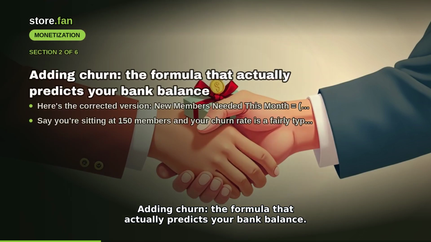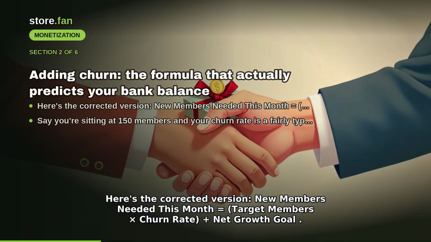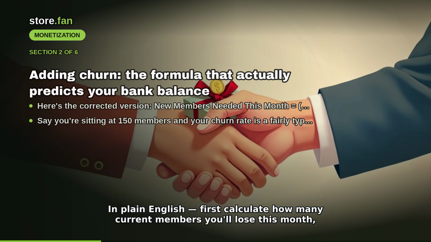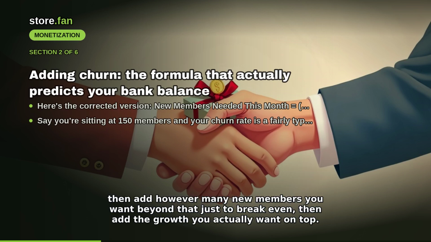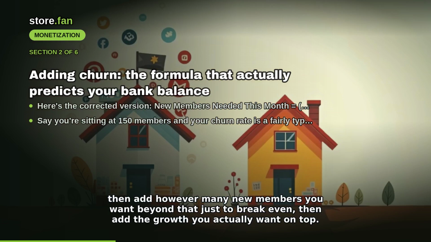Adding churn: the formula that actually predicts your bank balance. Here's the corrected version. New members needed this month equals target members minus current members plus churned members, which is current members times churn rate, plus net growth goal. In plain English, first calculate how many current members you'll lose this month. Then add however many new members you want beyond that just to break even. Then add the growth you actually want on top.